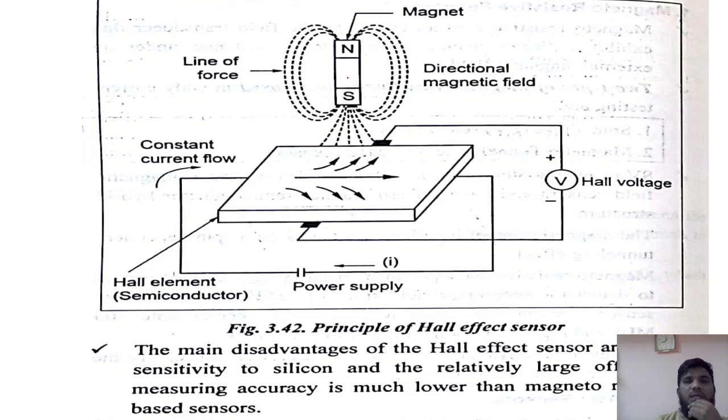magnetic field. So that field and this field will be opposite to one another. Because of that, there will be a change in the voltage generated here. So we can identify by what amount the eddy current has been generated. The main disadvantages of the Hall effect sensors are limited sensitivity to silicon and relatively large offset. The measuring accuracy is much lower than the magnetoresistance based sensors.